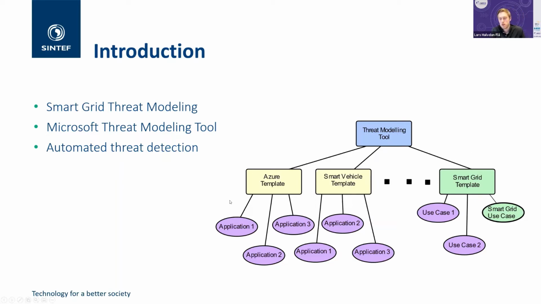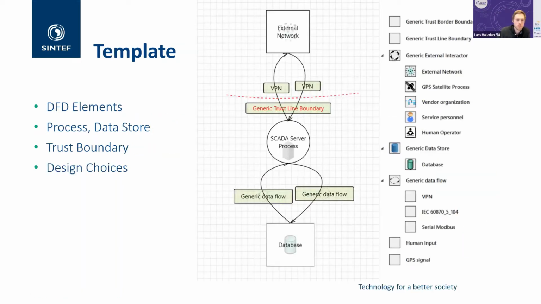And the advantage of this is that it does also rely on Stride per interaction, but it allows for automatic threat generation. And we believe that this will help to make the process of threat modeling more efficient, but also improve the quality in the way that threats can be automatically detected and probably less likely to be forgotten. So now I'll say something about the template that we have created.